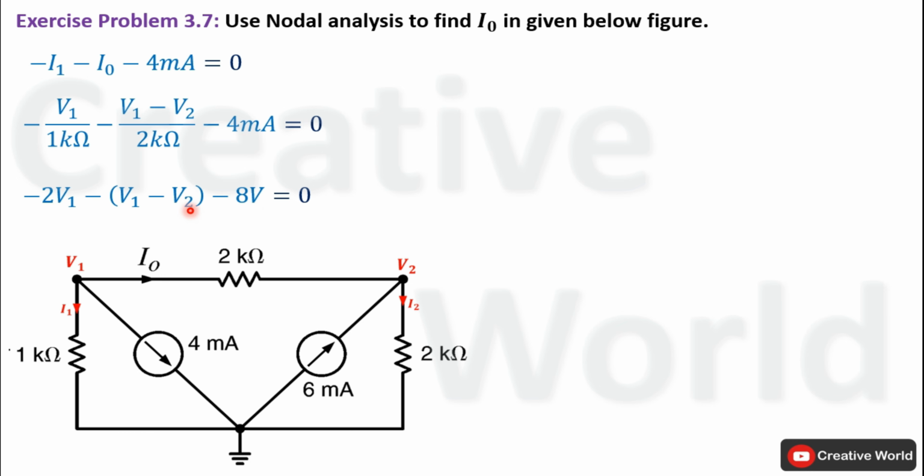Now open these brackets. Multiply minus 1 with values inside the brackets. The equation will become minus 2V1 minus V1 plus V2 equal to 8 volt.